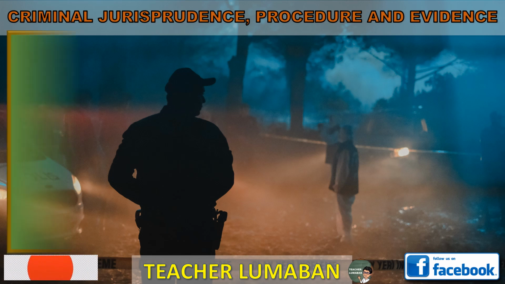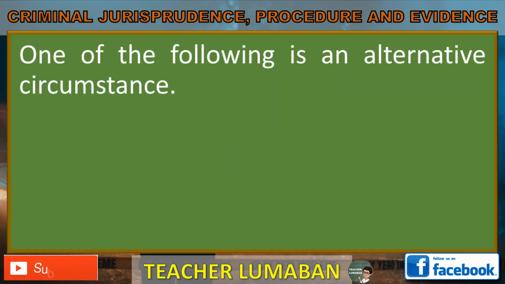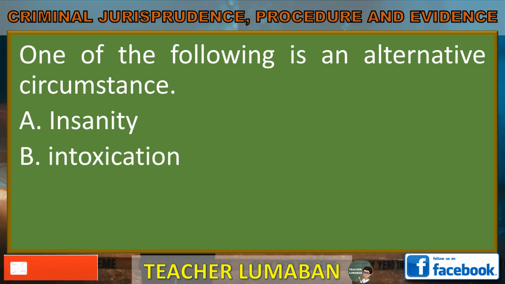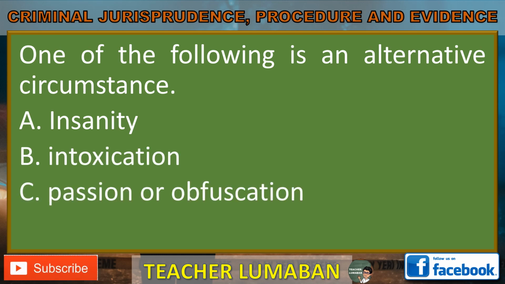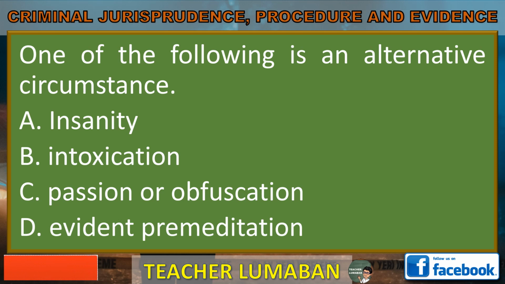One of the following is an alternative circumstance. Letter A. Insanity. Letter B. Intoxication. Letter C. Passion or obfuscation. Letter D. Evident premeditation. In the next 5 seconds, select the best response from the available options.